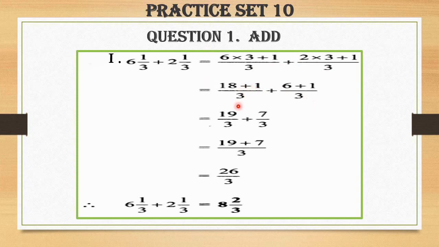So 18 plus 1, that is 19 by 3, plus 6 plus 1, 7 by 3. Here you can see the denominator is the same. So we can simply add the numerators over a common denominator. So 19 plus 7 upon 3, that is 26 by 3. So in mixed numbers you can write it like this, 8 and 2 by 3. So 6 and 1 by 3 plus 2 and 1 by 3 is equal to 8 and 2 by 3.